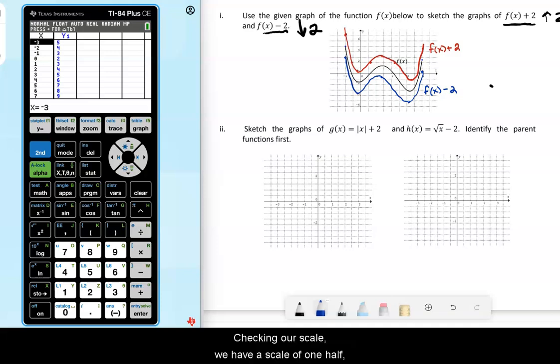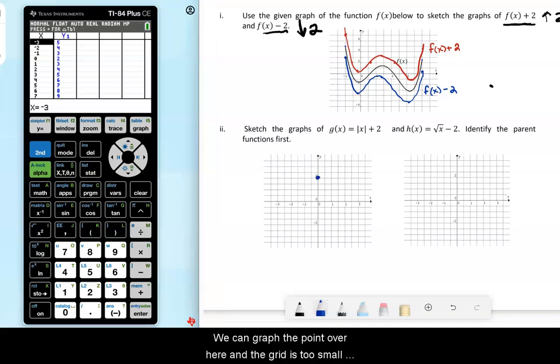Checking our scale, we have a scale of 1/2, so it takes 2 units to get to our first marker of 1. So what we're going to do is graph the point 0, 2. We can graph the point 1, 3. I'm over here. 1, 3. And the grid is too small for us to put any other points for this graph above 1, 3.